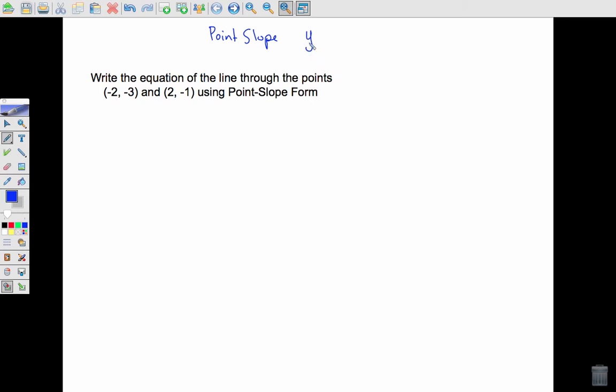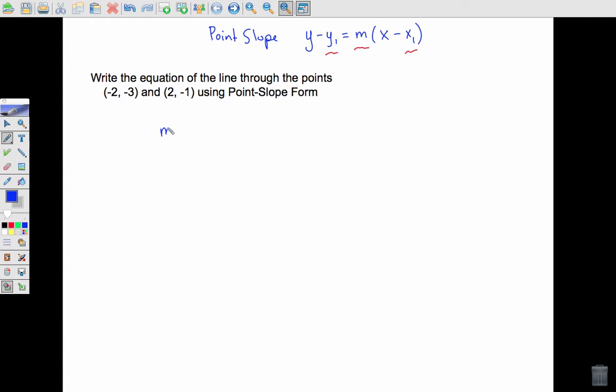Point-slope form is y minus y1 equals m times x minus x1. The hardest part of this method is remembering this form. Okay, it has, hence the name, one point and the slope. So if you have 1 point and the slope, you can use this form to write the equation of the line. Okay, so we're given 2 points, (-2, -3) and (2, -1).